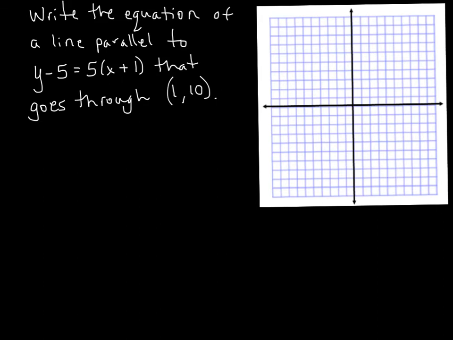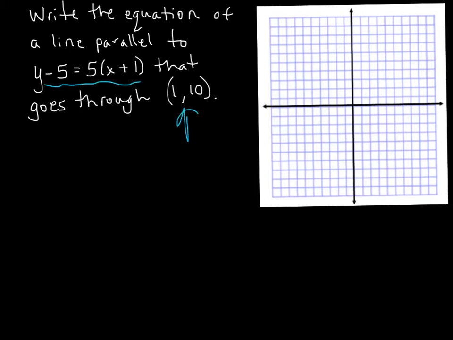Hey guys, so this is the first example, and I'm not going to actually give you an example of a perpendicular line because I'm going to ask you guys to do a little experimentation and see if you can figure that one out for yourself. But I am going to help you out with the parallel. So this particular problem says write the equation of a line parallel to this line right here that goes through the point (1, 10).